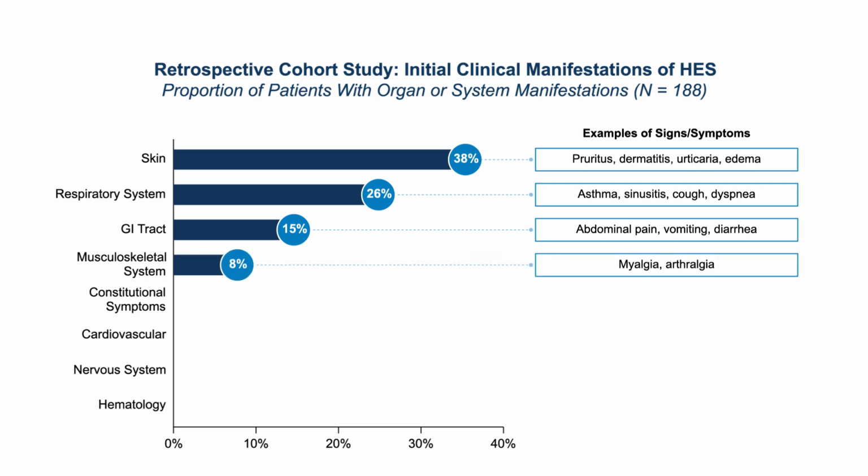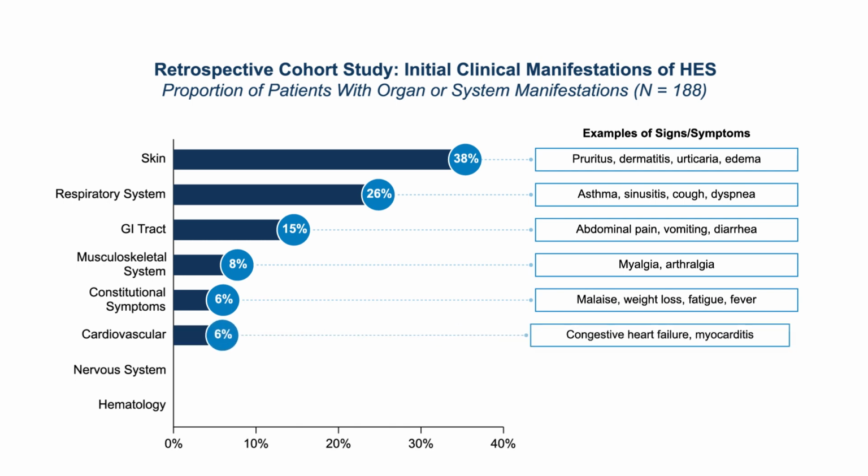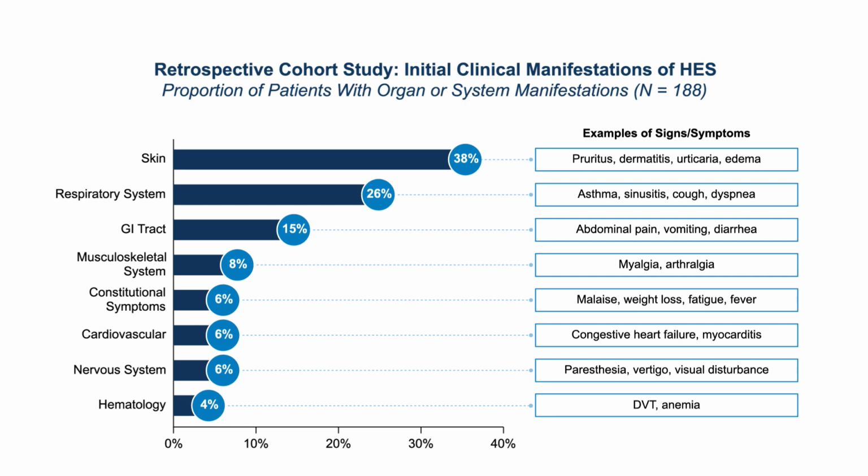The musculoskeletal system is sometimes involved, and oftentimes patients will have constitutional symptoms such as fatigue or other non-specific symptoms associated with their disease. Cardiac involvement can be present in up to 6% of patients that were demonstrated in this study, and that is always important to be on the lookout for.